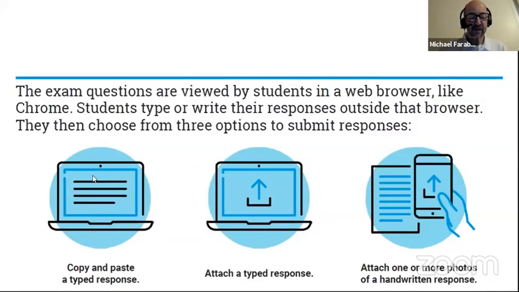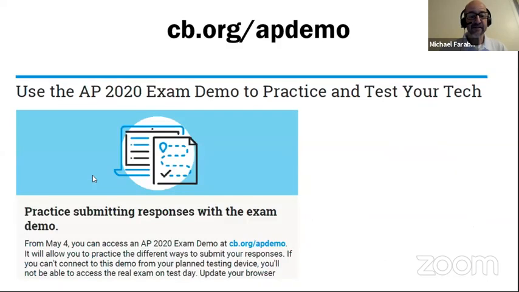There are 3 different ways that you can submit your responses to the online AP exam. You can type it in a document and cut and paste, you can save a document and attach it, or you can handwrite your response, take a picture, and attach the photos. There is an AP 2020 exam demo that is live for you to practice and test to see if your technology is working. You can go to cb.org/AP demo, and you can practice as many times as you want to try different methods of submitting your responses.